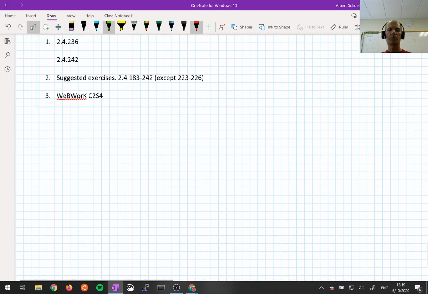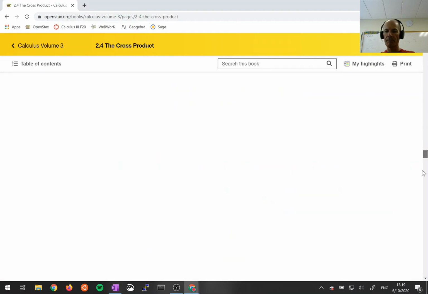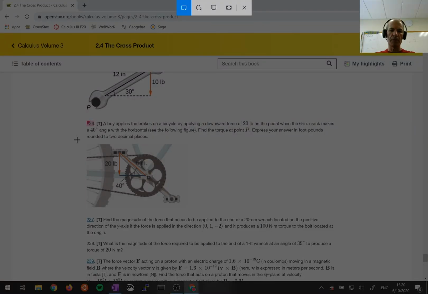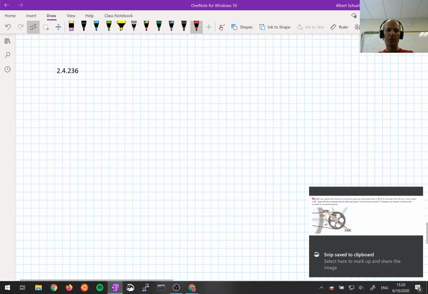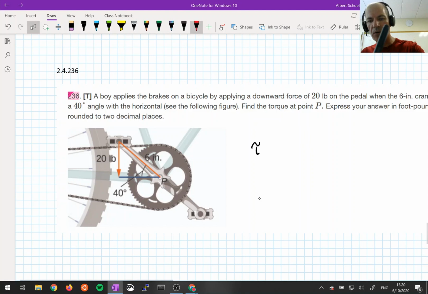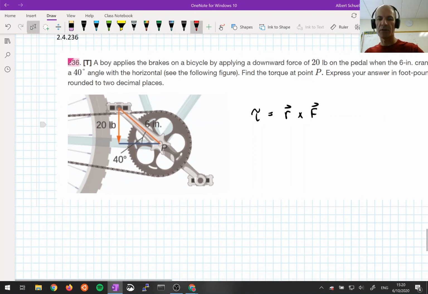All right, problem 236. This is a physics application, a torque problem. And for our purposes, this is mostly about just expressing the two vectors, the force vector and the displacement vector. Because remember that the torque tau is the displacement vector crossed with the force vector. So we have to figure out what the coordinates are of these two vectors.